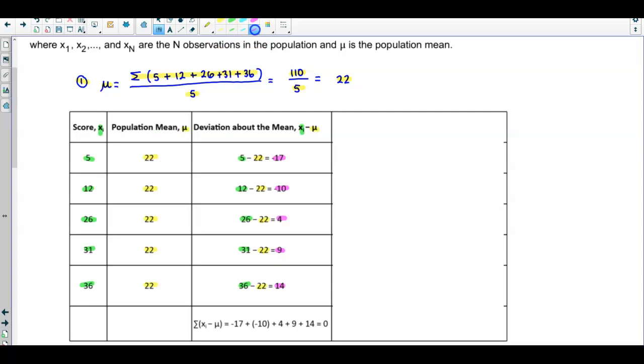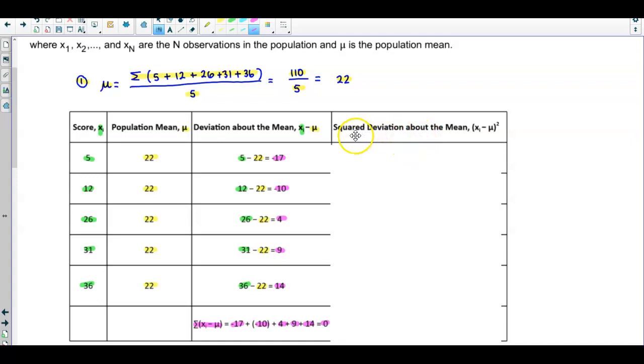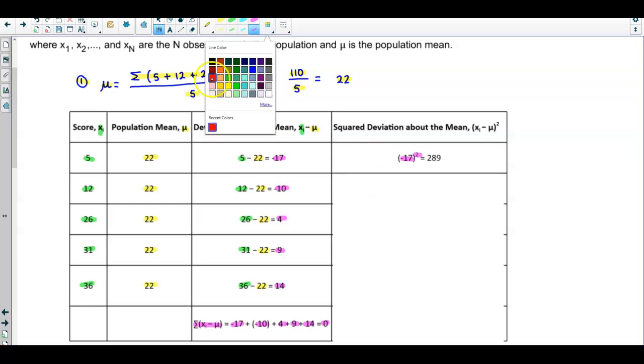Now, whenever we add the deviations about the mean, when we add all these numbers up, we should get a value of 0 in that column. Now the last column that we want to work with is to take the deviation and then square it. So what do we find in this third column? We're going to take this negative 17 and square it, and we're going to get positive 289.